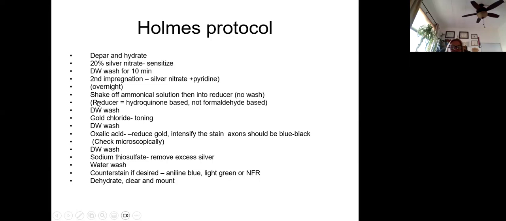Then you're going to go into your reducer, yeah, which is hydroquinone based, not formaldehyde based. Yeah, then you're going to distilled water wash, and then the typical. Yeah, you're going to tone with gold chloride, distilled water wash, go into your oxalic acid. Yeah, distilled water wash, our friend hypo, water wash, and then counter stain if necessary. So up here is where the change comes, in between the Holmes and the Bodian.